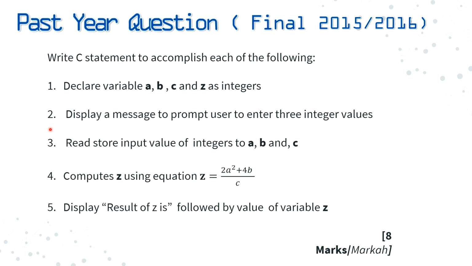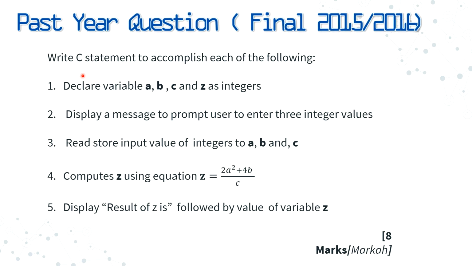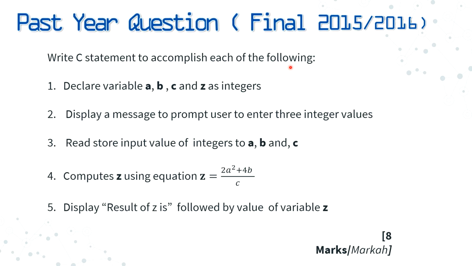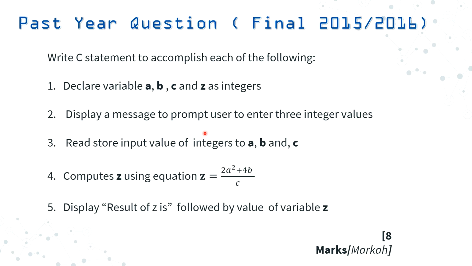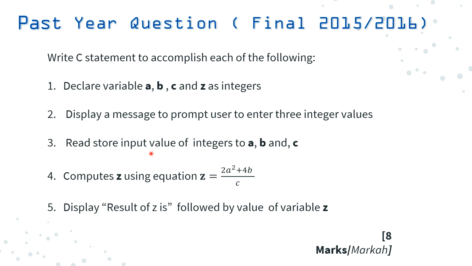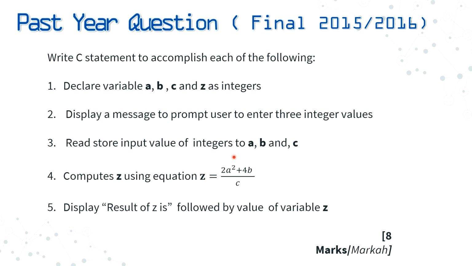So let's look at one more past exam question. This time from the 2015 and 2016 academic session, which asks us to write an entire sequence of C statements to accomplish a specific task. First, declare variables A, B, C, and Z as integers. Second, display a message prompting the user to enter 3 integer values. Third, read and store those input values into A, B, and C.